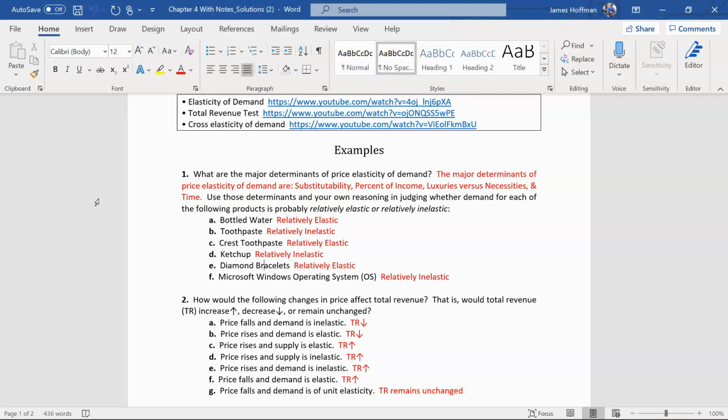And diamond bracelets, that's a luxury item, and you can buy different luxury items if this price goes up. So most luxuries are relatively elastic. Last one, F.